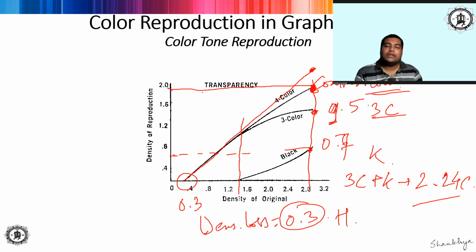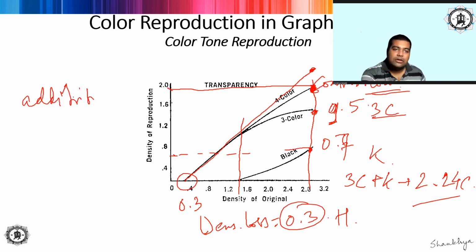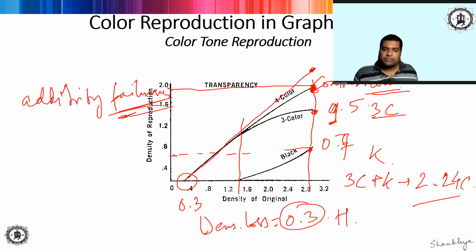So that means what? The sum of the densities of the individual inks is not equal to the density of the combination through a particular filter. So that we know. Why is that? That is because of the additivity failure, right? And the reasons are very well known to you by this time. I've already explained in great detail in the previous lectures, right?